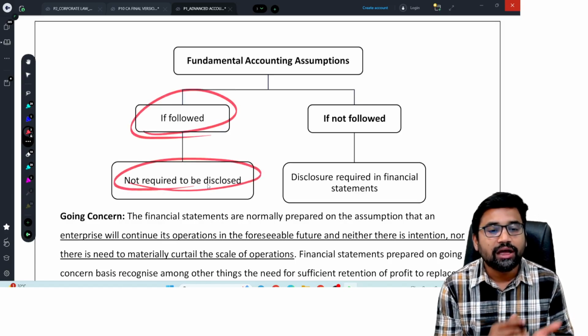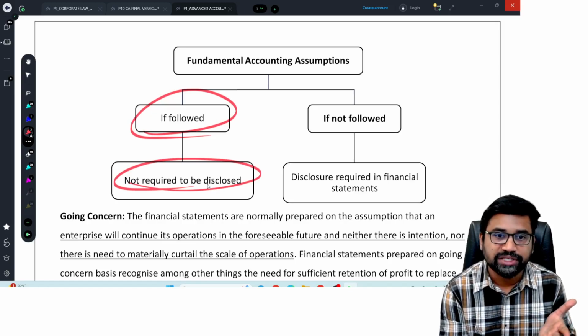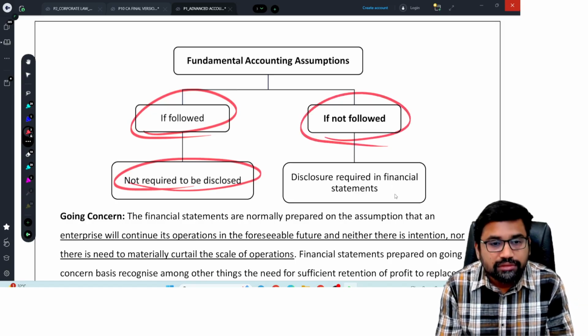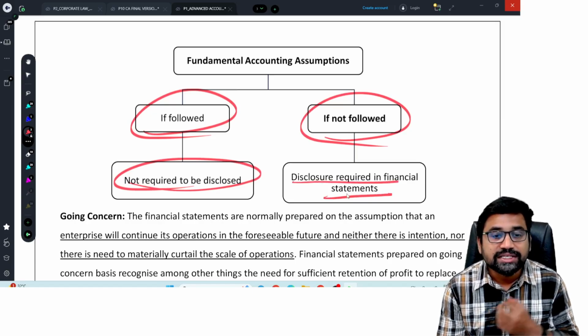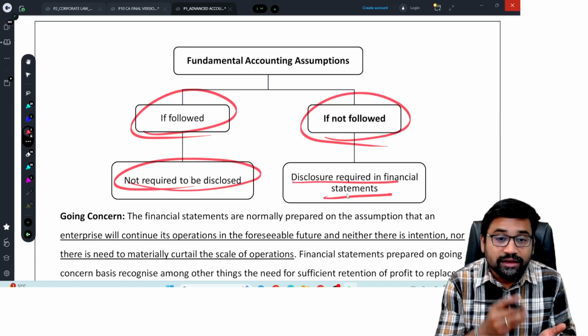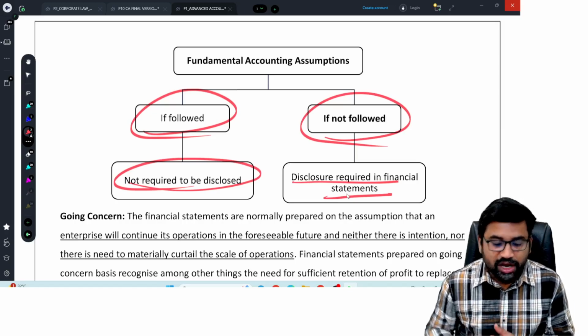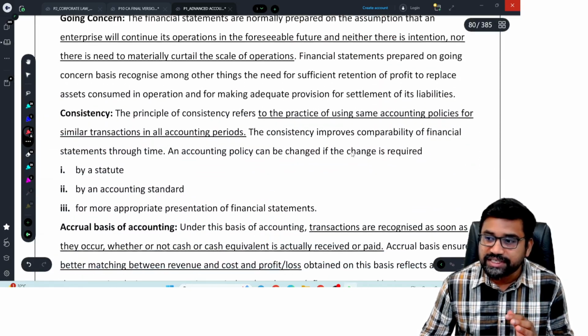No need to tell we followed fundamental accounting assumptions in preparation of financial statements. No need to disclose. Suppose if not followed, then make a specific disclosure in the financial statements. State that, sir, we have not followed the fundamental accounting assumptions in the preparation of financial statements. Of course, this is not very important, but we'll just discuss it.